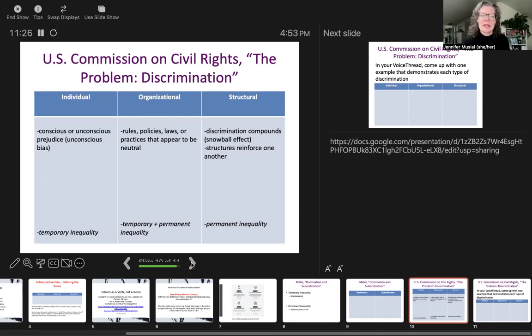And then structural is when you have discrimination that compounds onto one another and it reinforces one another. I think of it as a snowball that's going downhill and it's picking up additional snow and it gets bigger and bigger and bigger as it goes downhill. This is where you have the fact that sexism doesn't exist without racism supporting it. It doesn't exist without classism. It doesn't exist without heterosexism or homophobia. They all reinforce one another and work hand in hand to strengthen one another.